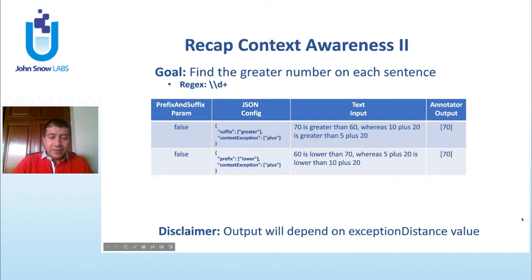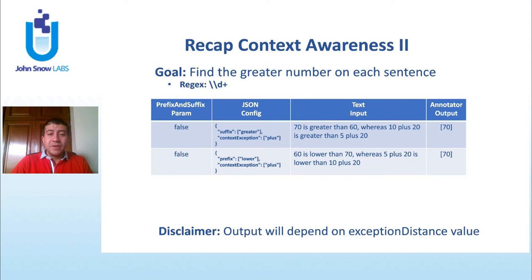Okay, now let's take a look at an example with context exception. Again, the goal is to find the greater number on each sentence. We define the required regex. And as you can see, these sentences are in a tricky form that is hard to find the greater number. So in this case, we are going to ignore a portion of the text and work with the one we can. Thus, we define exceptions.